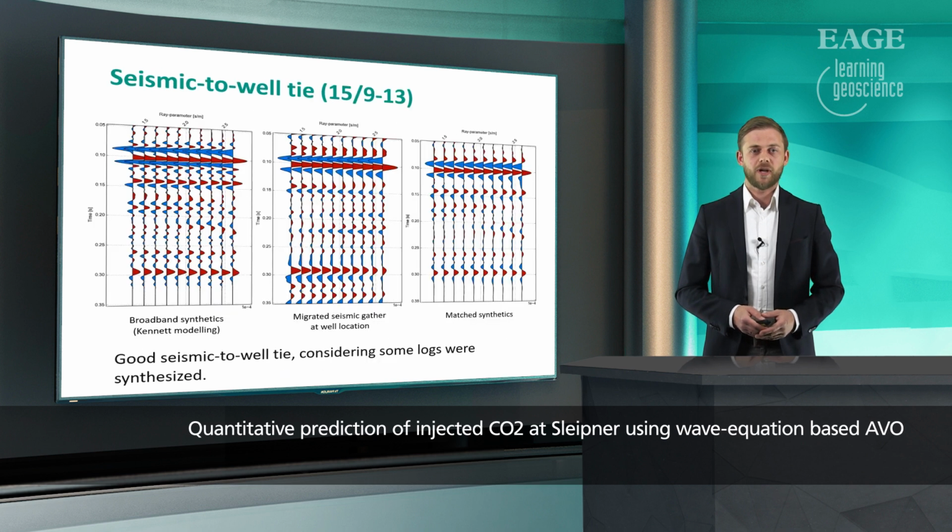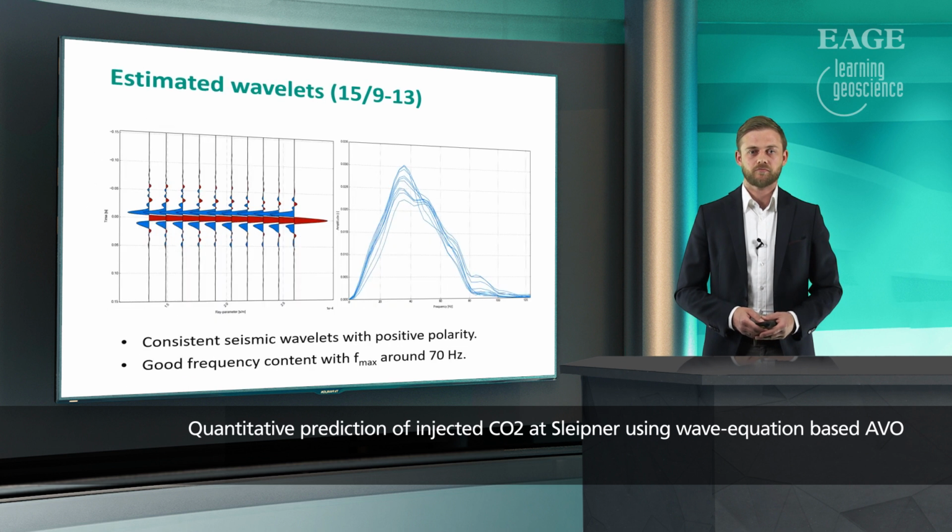So this is the seismic-to-well tie that we performed. As for any other AVO inversion, you need seismic wavelets. On the left we have the broadband synthetics that have been created by Kennett modeling using the well logs that I showed before. In the middle you see the seismic at the well location, and on the right you see the matched synthetics. The match is quite acceptable. It's not perfect, but that is usually the case when you estimate seismic wavelets.